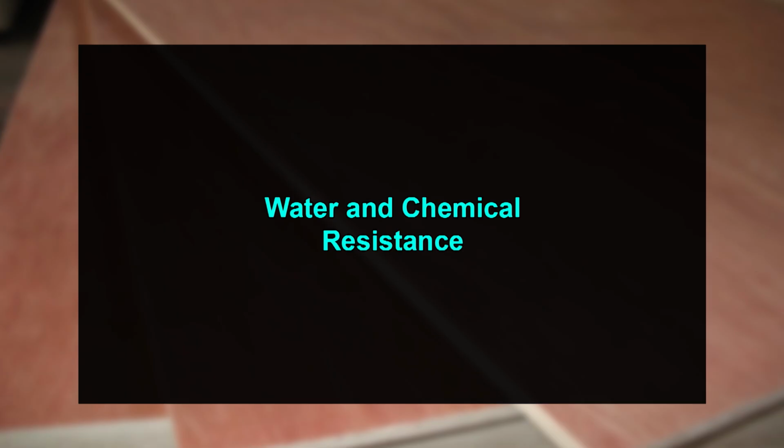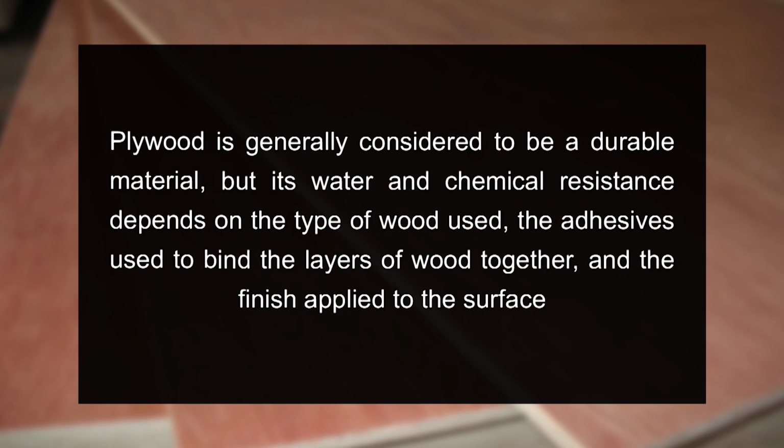Dear students, yet another property of plywood is water and chemical resistance. Plywood is generally considered to be a durable material, but its water and chemical resistance depends on the type of wood used, the adhesives used to bind the layers of wood together, and the finish applied to the surface. Some types of plywood are more resistant to water and chemicals than others.